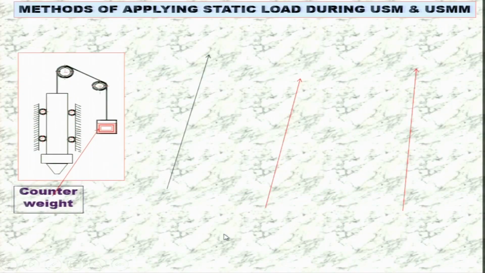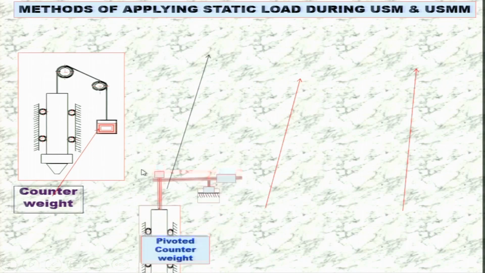Methods of applying the static load during ultrasonic machining and ultrasonic micromachining. These are the 4 different methods normally used. One of them is used to apply the static load during ultrasonic micromachining. This is a counterweight, and this is the rest of the part. Here we put the tool over here, so this static load is being applied through the counterweight.